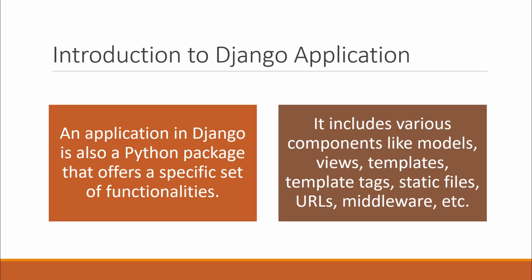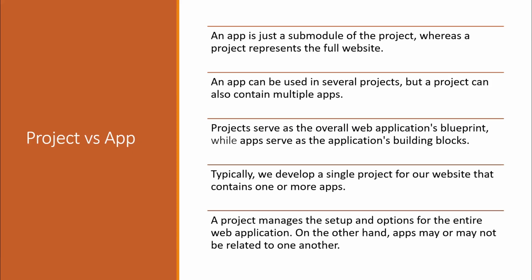Applications can be utilized again and again in a variety of different projects, and a project can include multiple applications as well. Now, the application includes various components like models, views, templates, template tags, etc. And these are typically wired into a project by the INSTALLED_APPS setting, which is there in the settings.py file of the project. So I hope with this you got an overview of an application and a project. Let's understand the key differences between them.